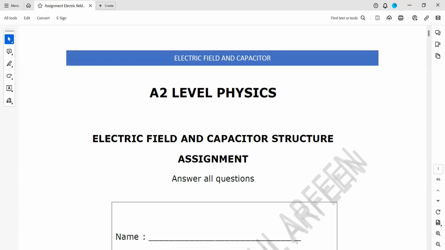So electric field and capacitor questions. The first 15 questions I have solved, so we'll do question 16.